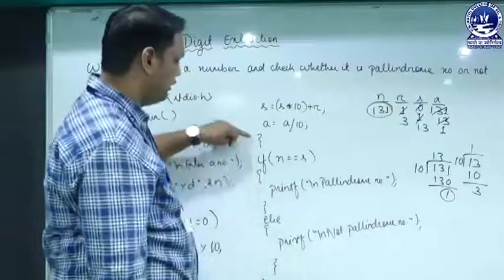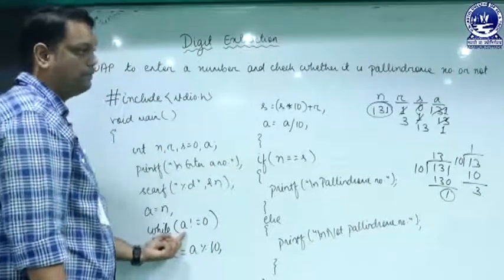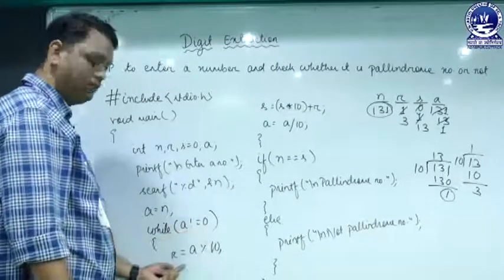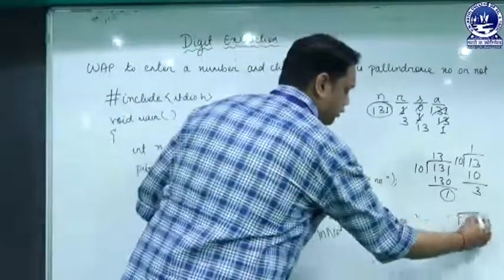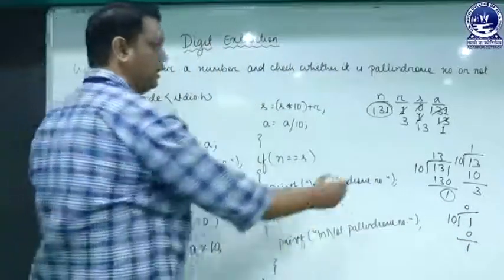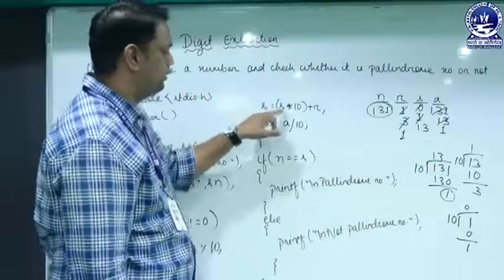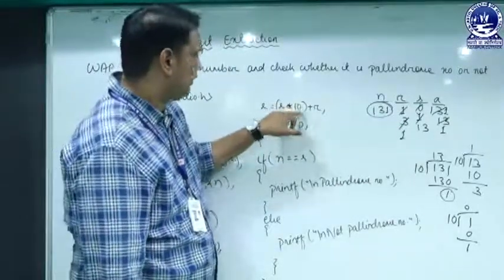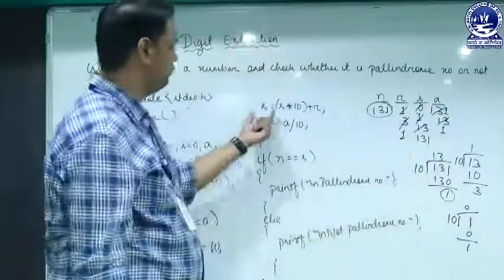Then again, when it encounters this curly bracket, it will be redirected to a not equal to 0. That means a is having 1, 1 is not equal to 0. True. Then again it will enter over here. Then a modulo 10, that means a is having 1. So 1 will be divided by 10, that means 1 will be the remainder and it will be stored in r. So r will have the value as 1. Then again it will come over here. Now s into 10, 13 into 10, 130. 130 plus r, 130 plus 1, that is 131. It will be stored in s.